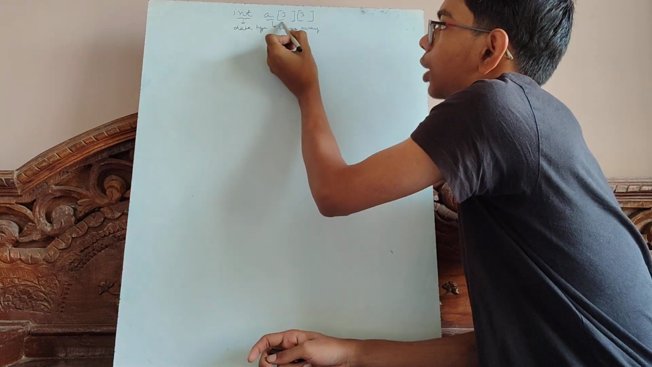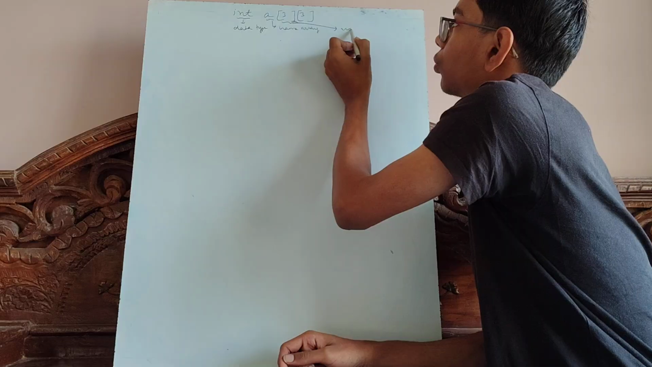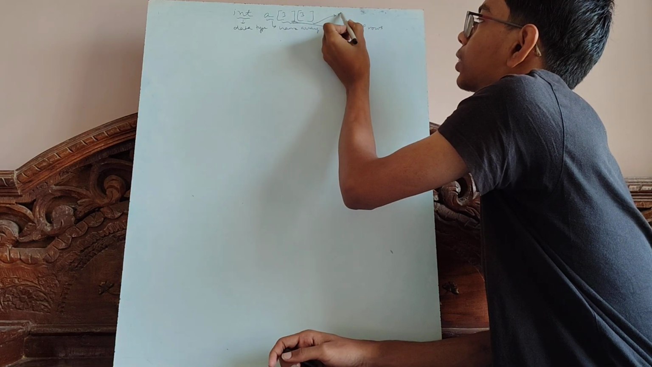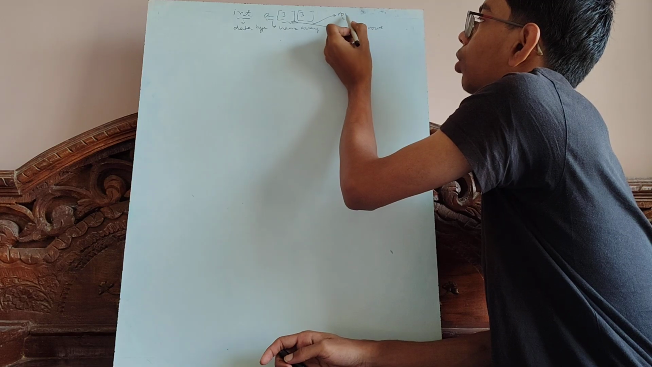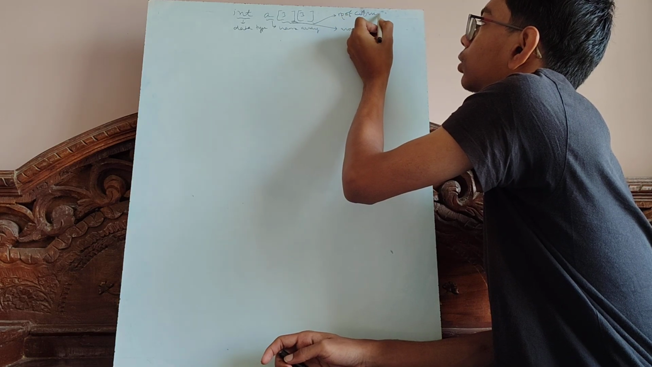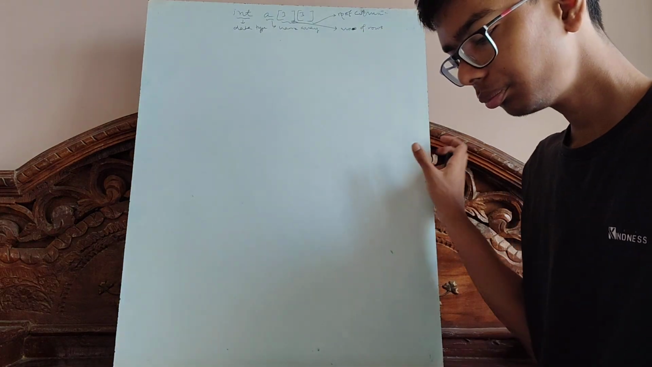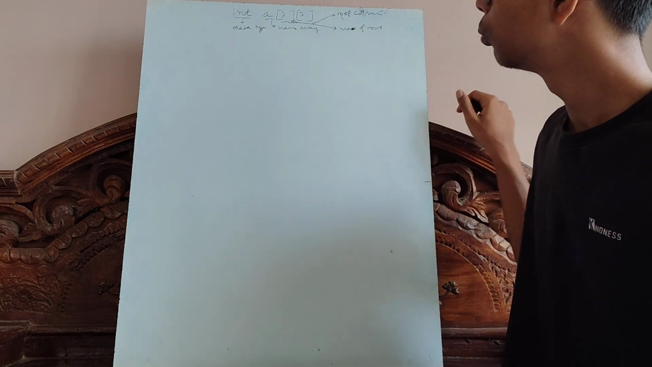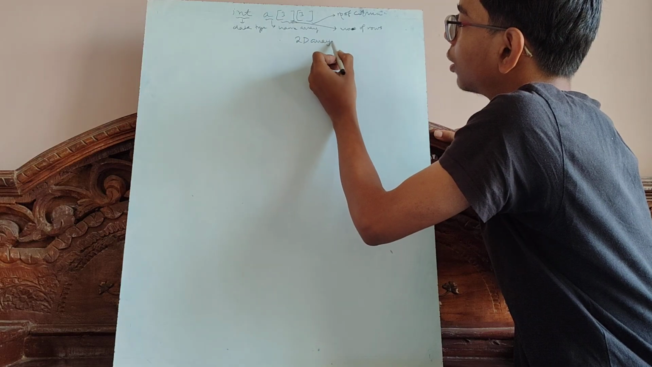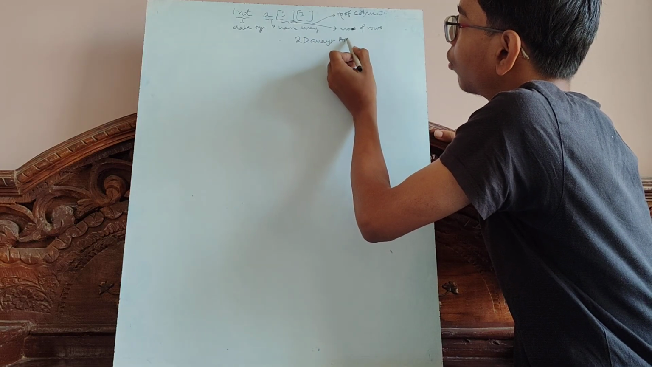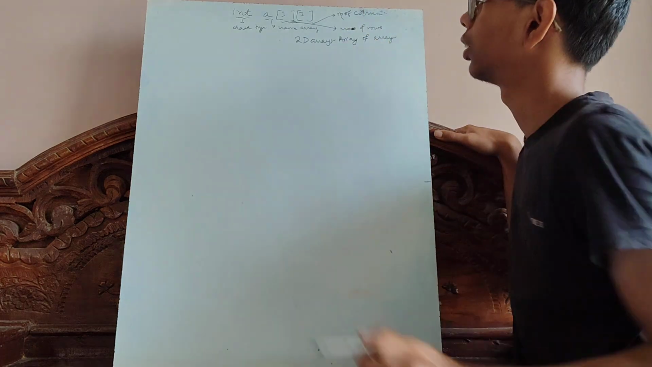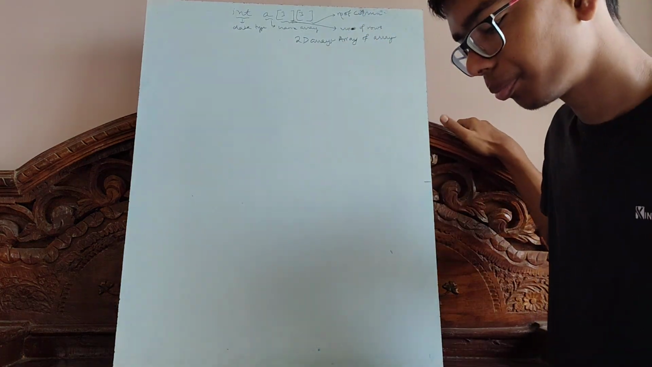This subscript represents the number of rows, and this subscript represents the number of columns, right? Now 2D arrays can also be called an array of arrays, right? How, we will see.